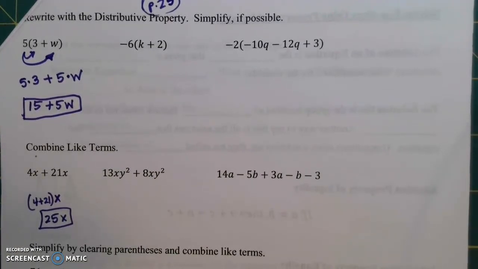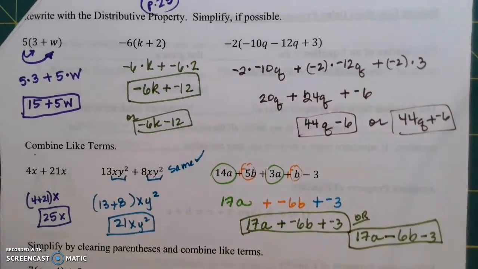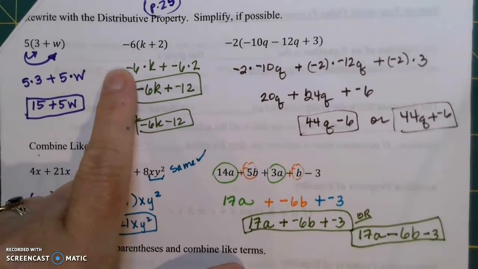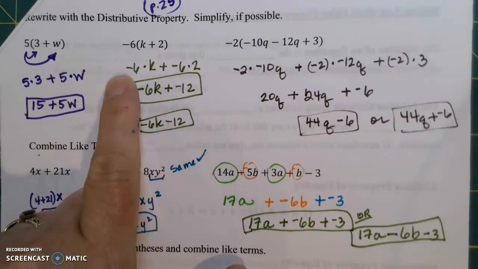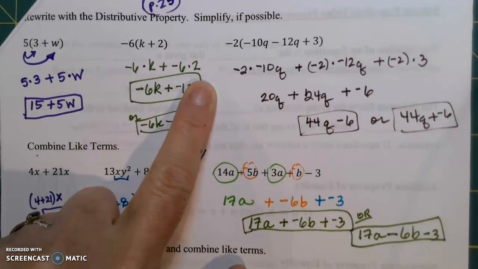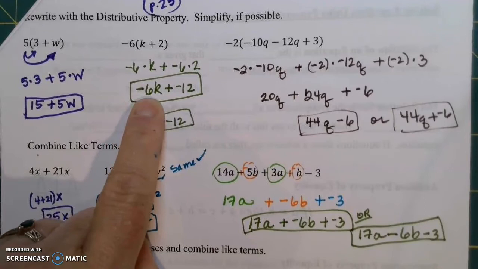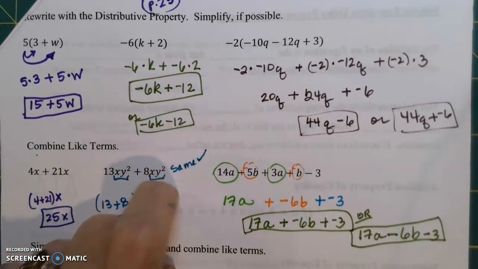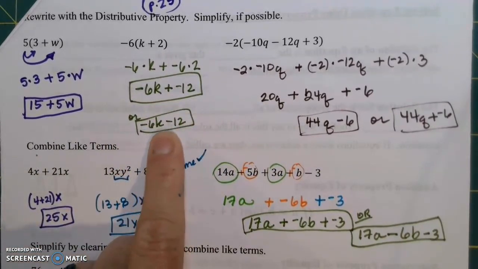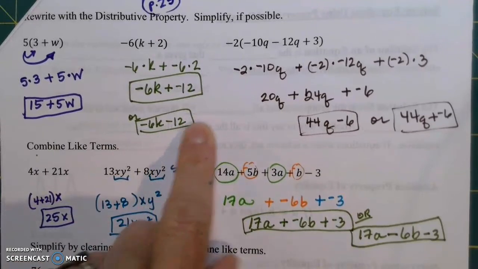and then we will compare. All right, so looking back at these, the distributive property, remember that if you're feeling comfortable with the distributive property, you don't need to put this in between step. Only put it in there if you're having trouble with it. So negative 6k plus negative 12 would be what you simplify to. You could also write it as negative 6k minus 12.